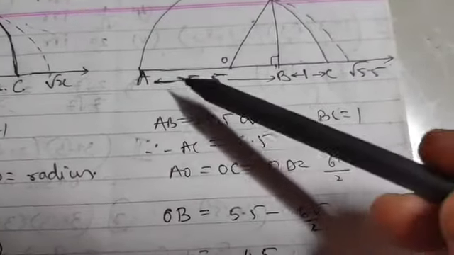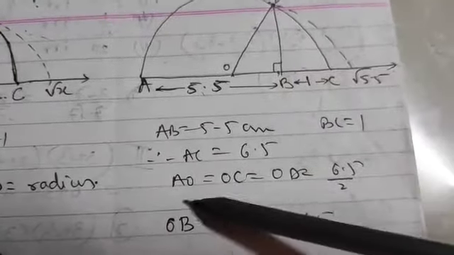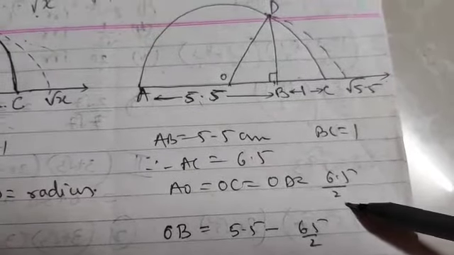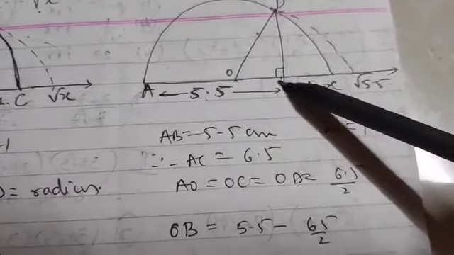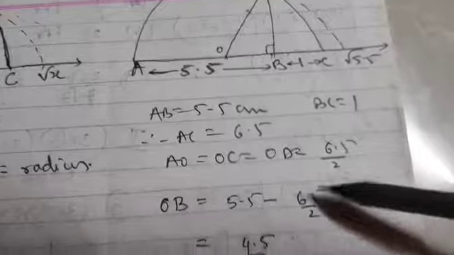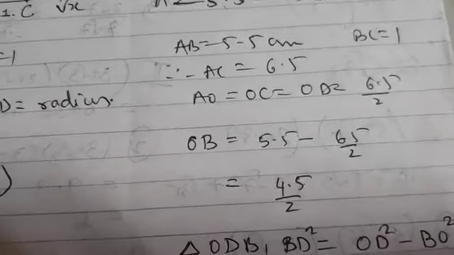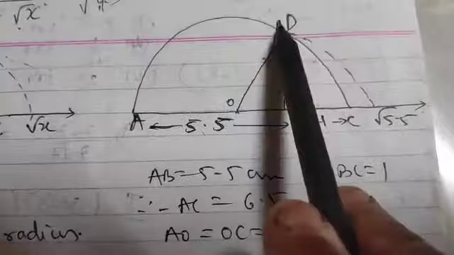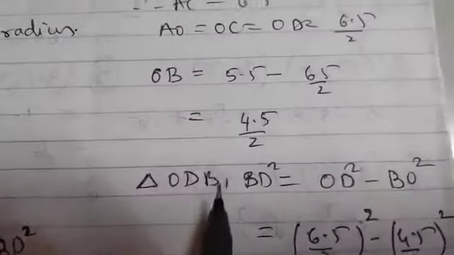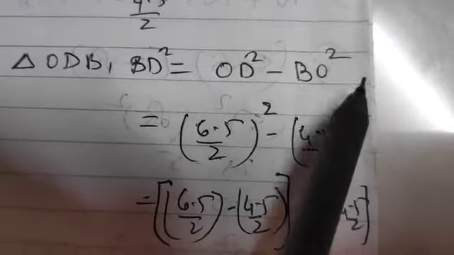AC is total 6.5. Am I right? So AO, OD and OC, all the three will be radii, that will be 6.5 by 2. So what will be OB equal to? OB will be full AB minus AO. AO is 6.5 by 2. So AB is 5.5. From that 6.5 by 2, if you remove, you will get 4.5 by 2. So in the triangle ODB, where is the triangle ODB? This right angle triangle. In the triangle ODB, BD square is OD square minus OB square. Can I directly write like that? Yes. So 6.5 by 2 the whole square minus 4.5 by 2 the whole square.